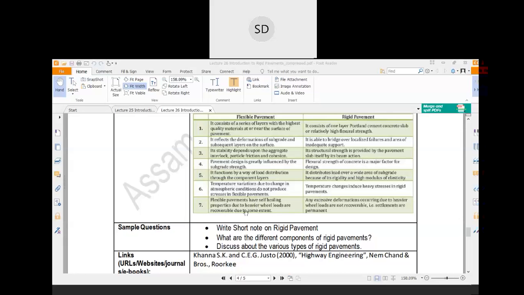Then flexible pavements have self-healing properties, as the effects of heavier wheel loads are recoverable to some extent. But in the rigid pavement, if there is any deformation, it cannot revert back. Now another important difference is that for the flexible pavement, the initial construction cost would be lower, but for the rigid pavement, initial construction cost would be higher. Maintenance would be higher for the flexible pavement, but for the rigid pavement, the maintenance cost would be lower, and the lifespan of the flexible pavement would be very much lower than that of the rigid pavement.